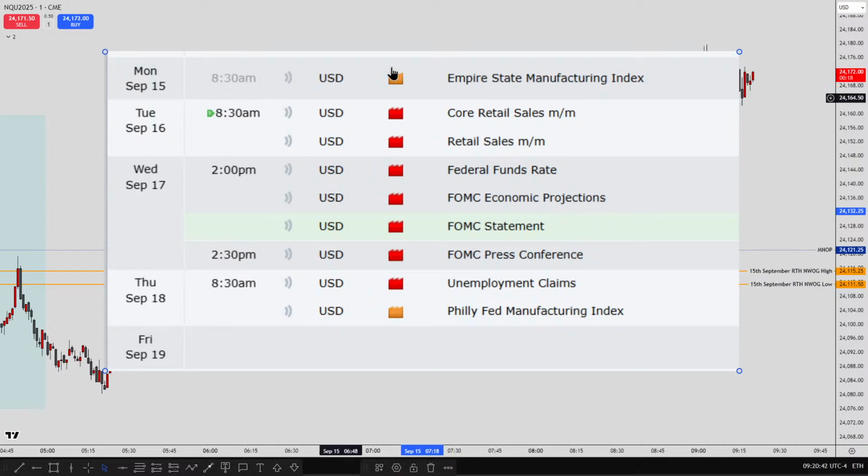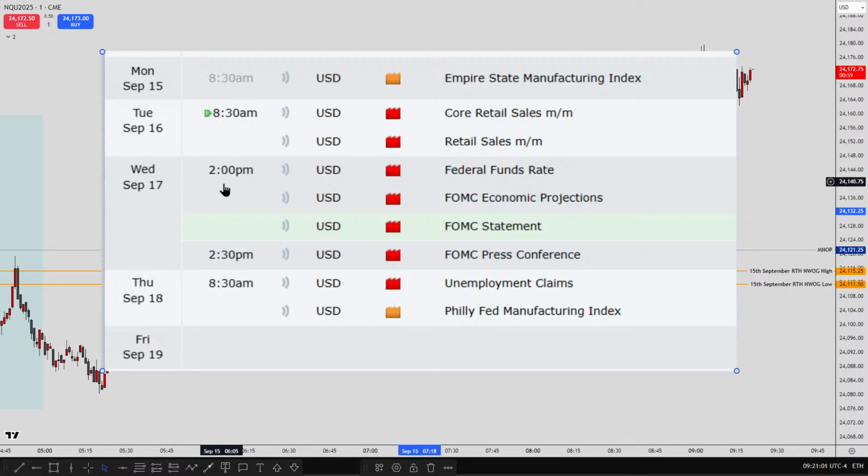Okay, so Monday we had no high impact news, and the Empire State Manufacturing Index does literally nothing. Tuesday we've got a high impact at 8:30, core retail sales. That's one to look out for tomorrow. And then Wednesday, we have news in the PM session, so there's nothing at all until the PM session. So we'll probably get a consolidation day into New York PM reversal.